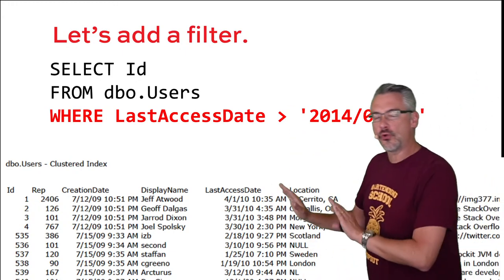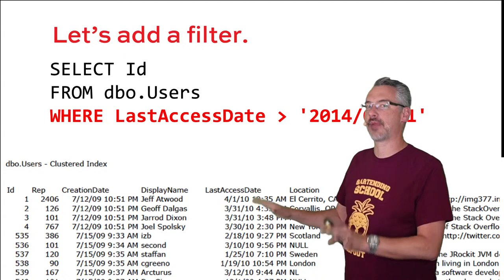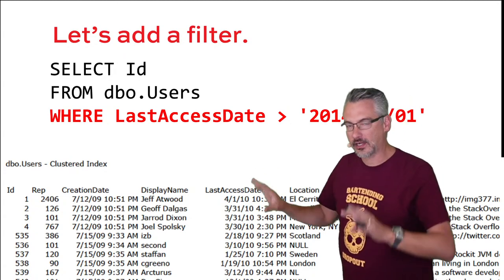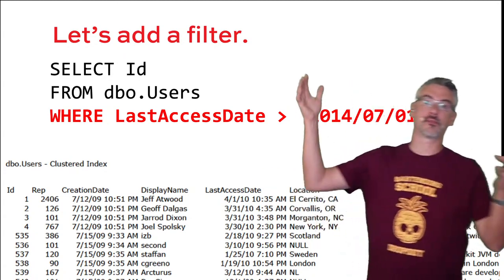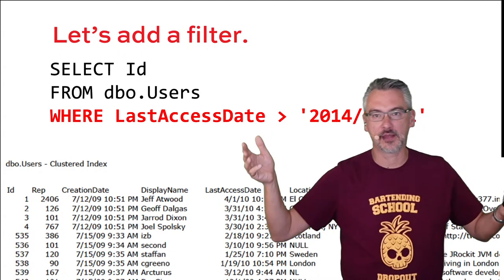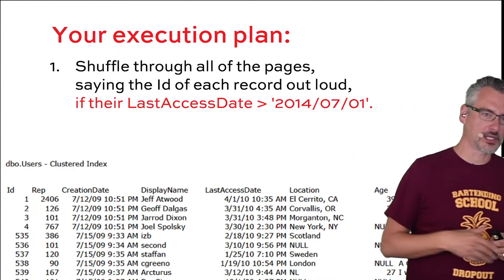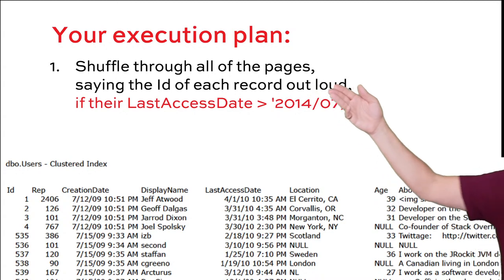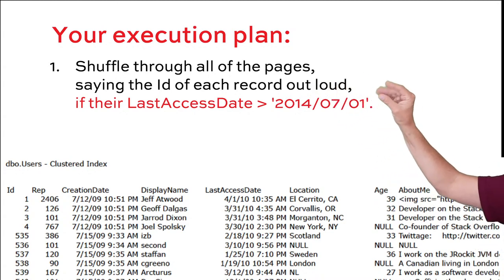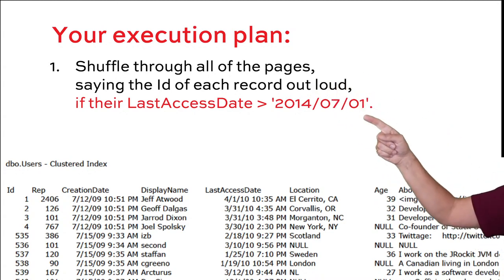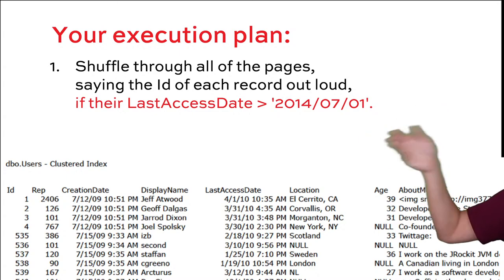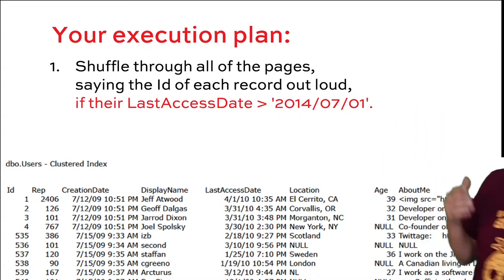Well, you don't want to touch the 8K pages. You don't want to lock them any more than you have to, because remember, everyone is trying to share these 8K pages all of the time. Your execution plan would be to go through all of the pages again, saying the record out loud whenever their last access date is greater than 7/1 of 2014.